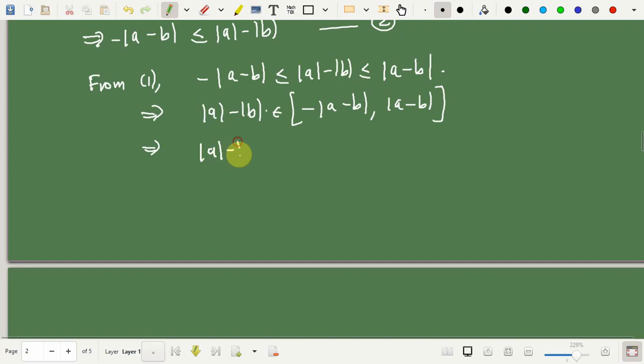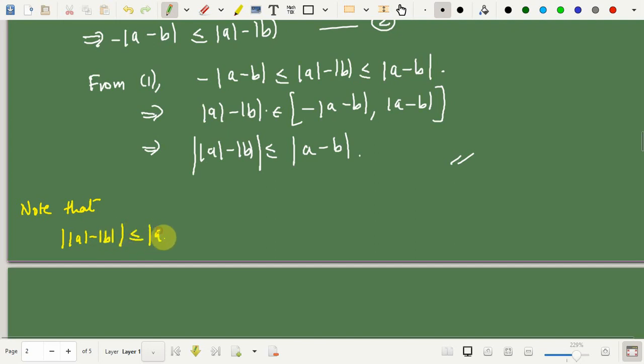mod of A minus mod of B is less than or equal to mod of (A minus B). So, that is the result. Hence, in fact, we have proved one standard inequality in modulus. So, you can note that I will write this down in yellow. Note that one can observe this: mod of A minus mod of B is less than or equal to mod of (A minus B).